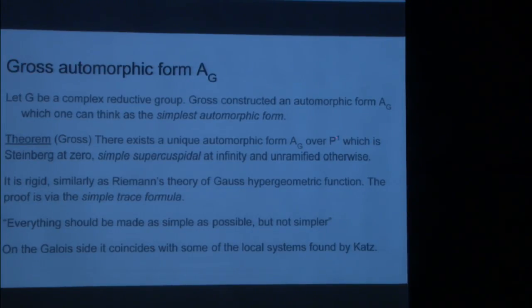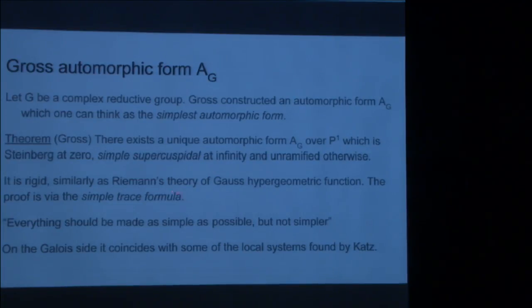It lives on P1, more precisely Bun_G of P1, and it's ramified at exactly two points: 0, where it's tame, and infinity, where it's wild. In fact, they use the word simple supercuspidal, which means it's the simplest possible, the lowest possible ramification you can put for this. About ten years ago, Gross found this automorphic form, which lives on P1. And it's unique, so it's really characterized by this property.